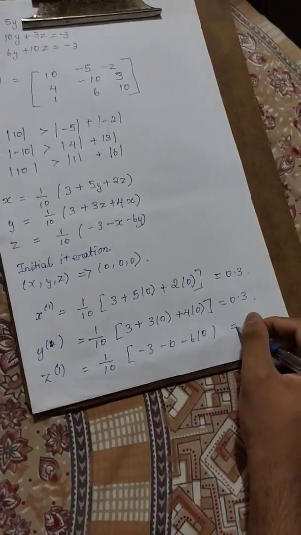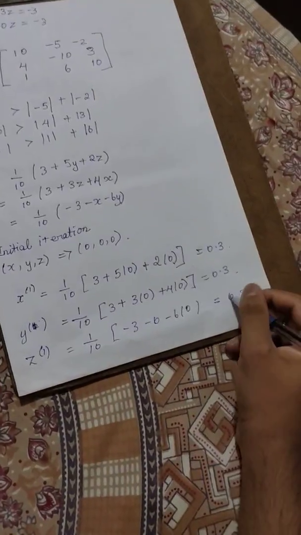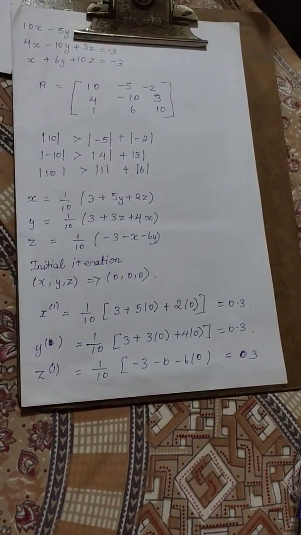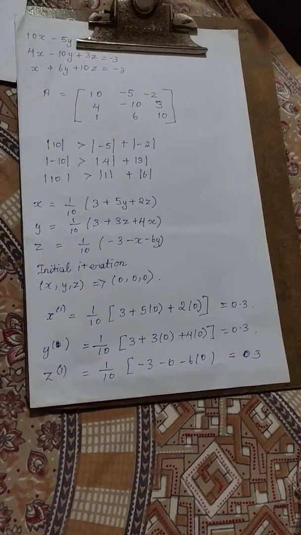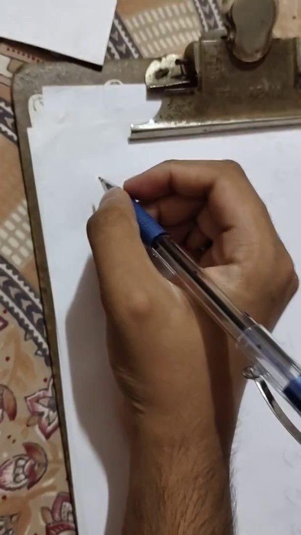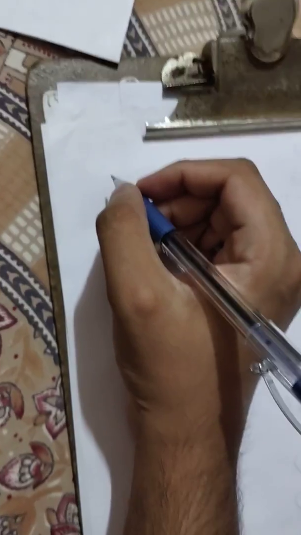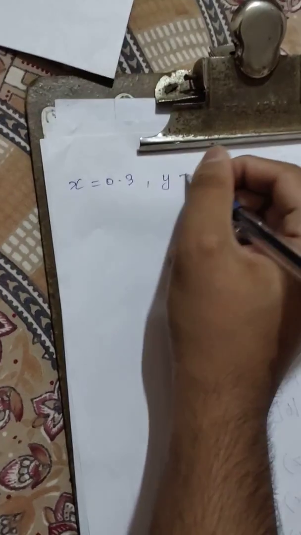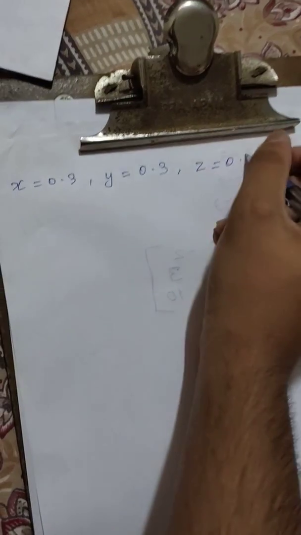And we get the values as 0.3. So these are the values of x1, y1 and z1 for the first iteration: x is equal to 0.3, y is equal to 0.3 and z is equal to 0.3.